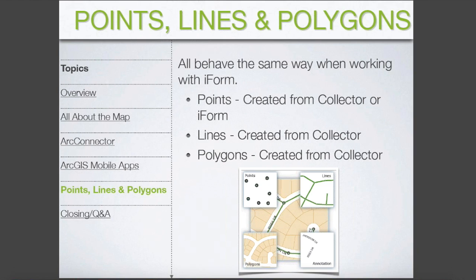So the only difference in using points versus lines and polygons is that when you are creating a new point in iFormBuilder on your form, you can submit it to the map and it'll create a point on the ArcGIS map. But when you're working with a line and a polygon, you can't create that in iFormBuilder. So what you'd want to do is create that on the collector side of things. So draw your lines, draw your polygon, and then invoke an iFormBuilder form off of that.